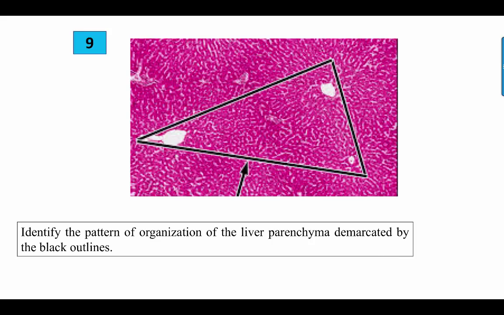Now, identify the pattern of organization. Here we are connecting 3 central veins, so it is a triangle. It is the portal lobule. And the liver cells in this lobule are here sharing one bile duct in the portal tract, carrying the bile from this area of the liver tissue.